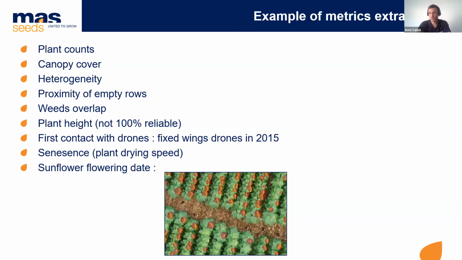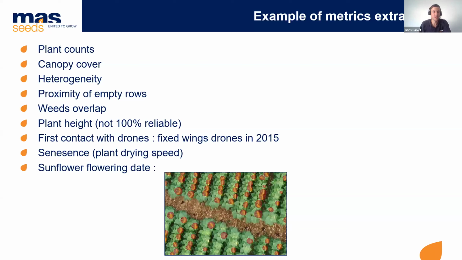The width overlap also is important. The plant height, although we are still struggling to get 100% reliable metrics on that one for corn. We'll see later. And I have a mistake there, sorry. We also are interested in senescence, so the plant drying speed. We want to know if plants are drying faster or not, because very often that is also genetic. So that's something we measure.